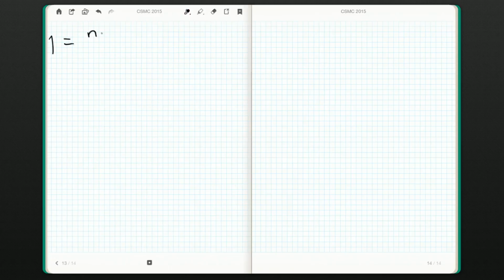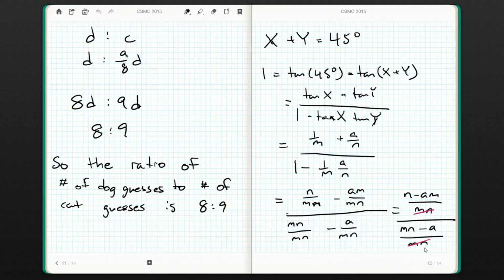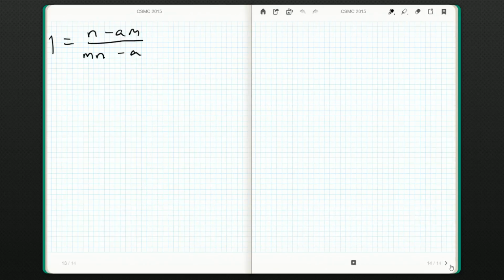So 1 is equal to (n minus am) over (mn minus a). I think that was right. Let me just go back and double check. Yeah, mn minus a down there. Okay, and that's all equal to 1. Well, if those are equal to 1, then I must have something divided by itself. Otherwise, how are we going to get equal to 1? So that tells me that mn minus a is n minus am.